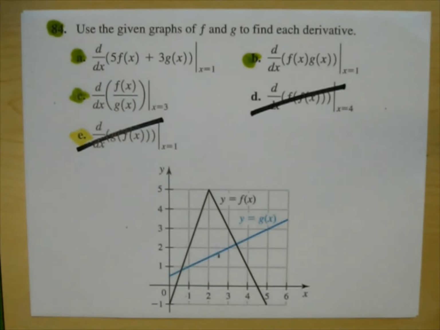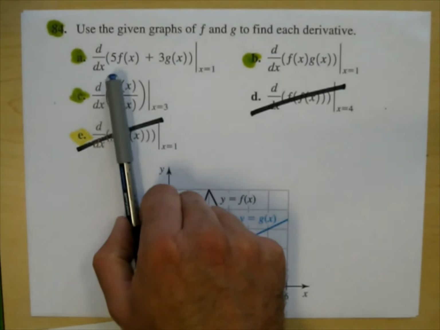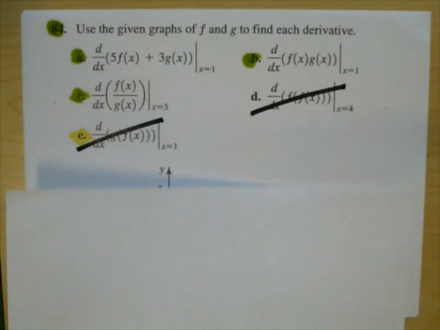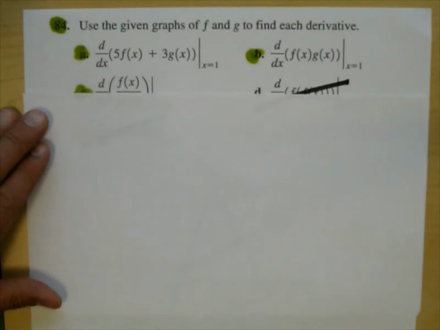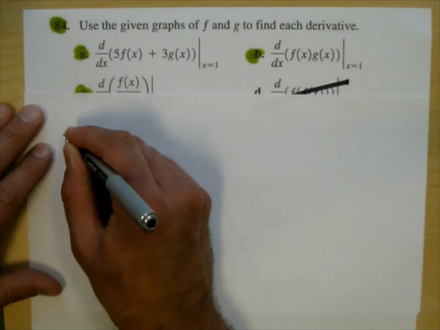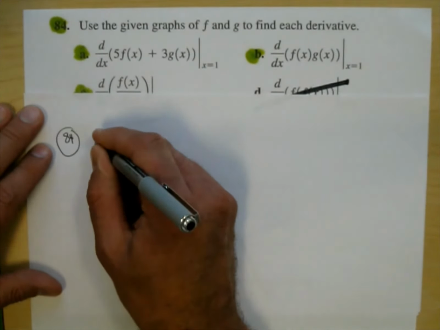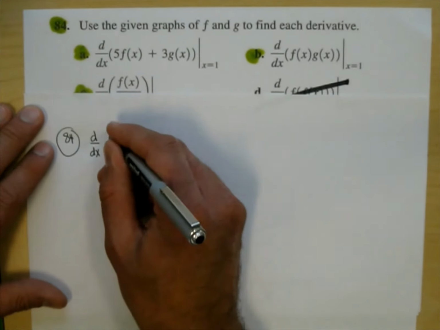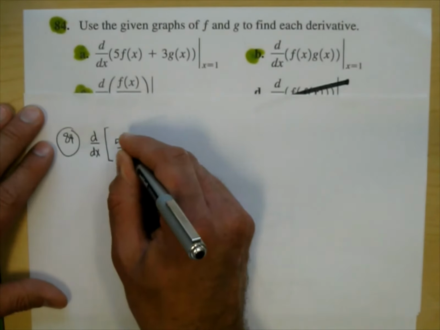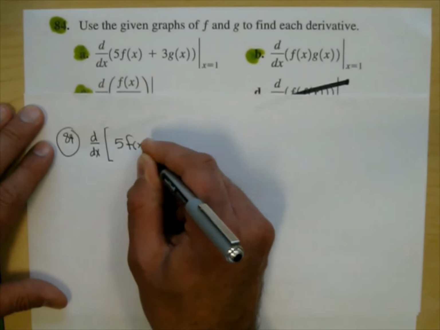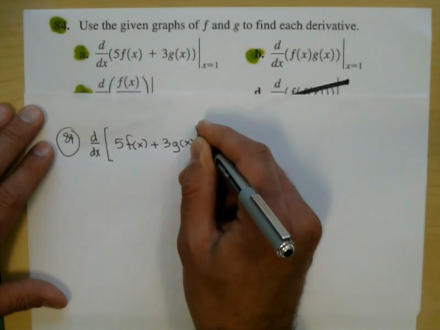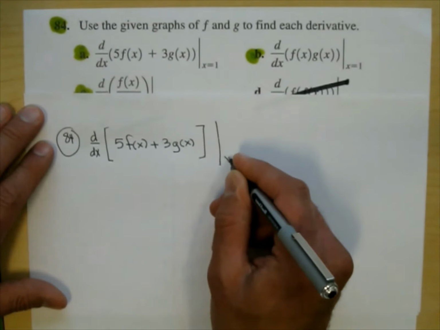That comes after 3.6. So let's go ahead and take the derivative of this right here, 5f plus 3 times g. So we're taking the derivative of that. So here's, let's just copy it down. So this is 84. Take the derivative. I'm kind of writing the notation a little different. 5f of x plus 3g of x. And we have x equals 1.